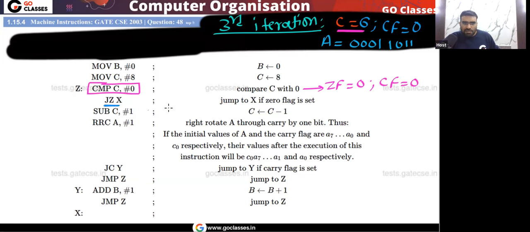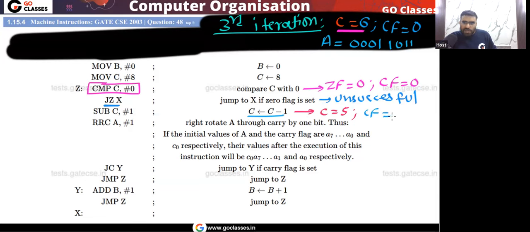Now after this instruction, this is unsuccessful. What will happen? In this instruction, the new value of C has become 5. Okay, C will decrease by 1. The new value of C has become 5.